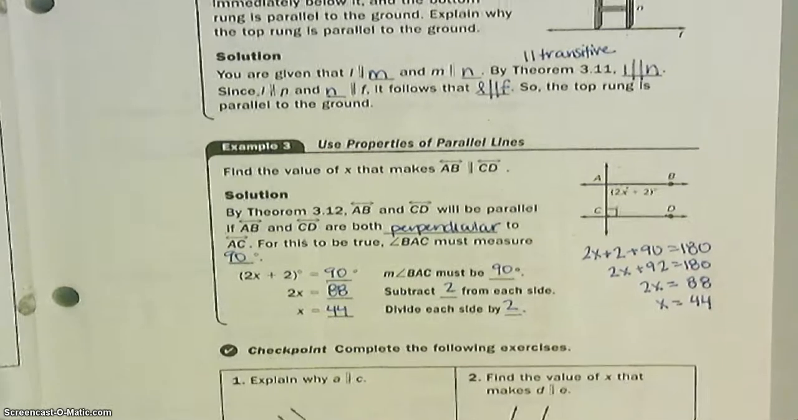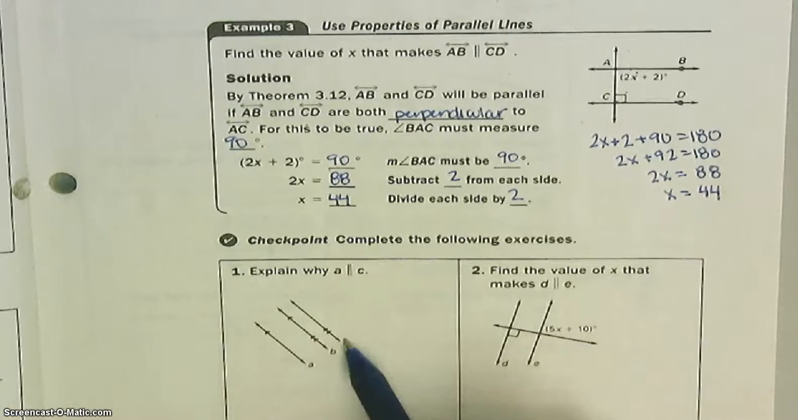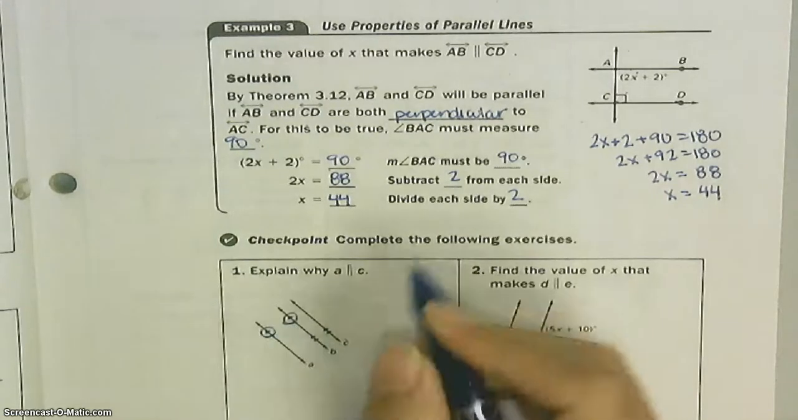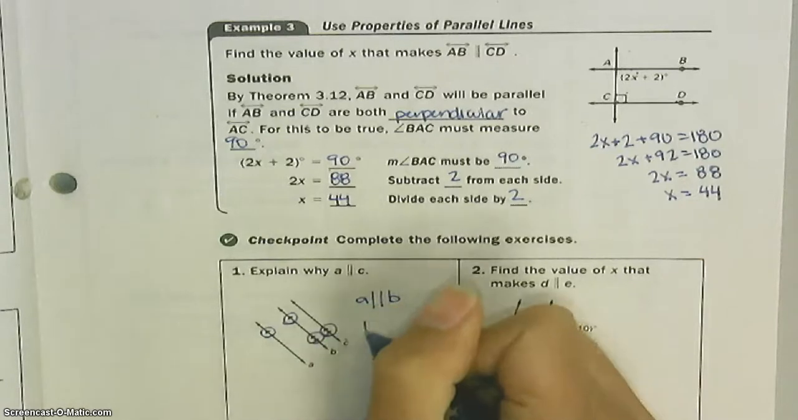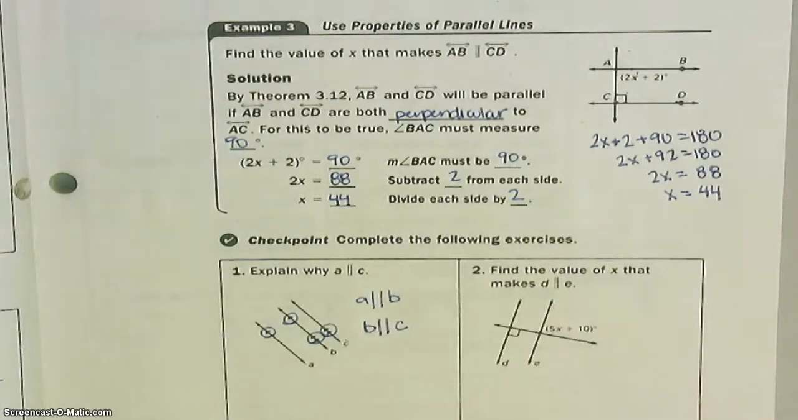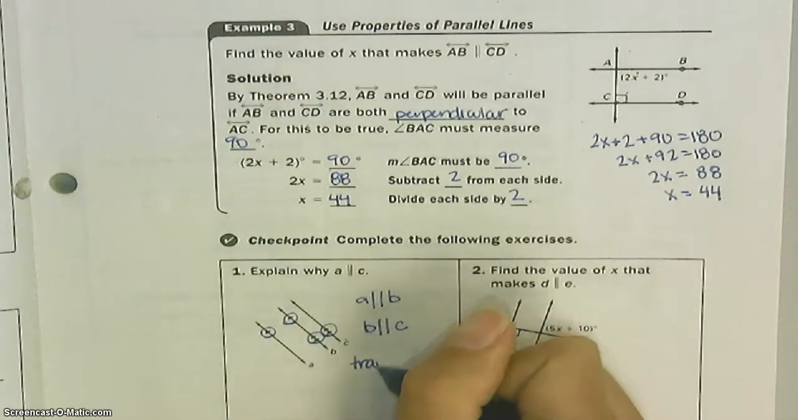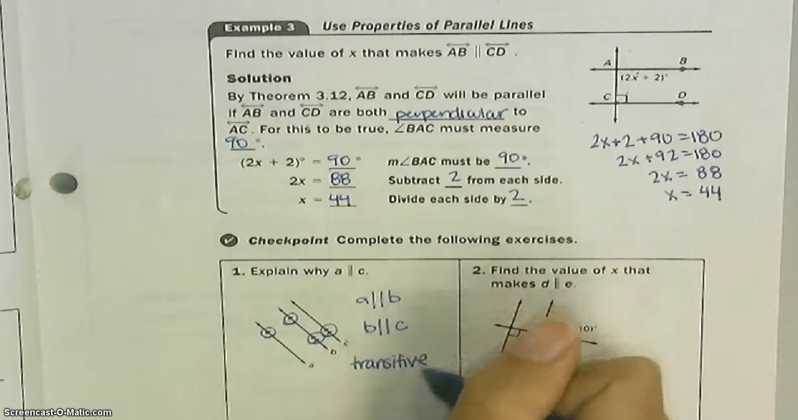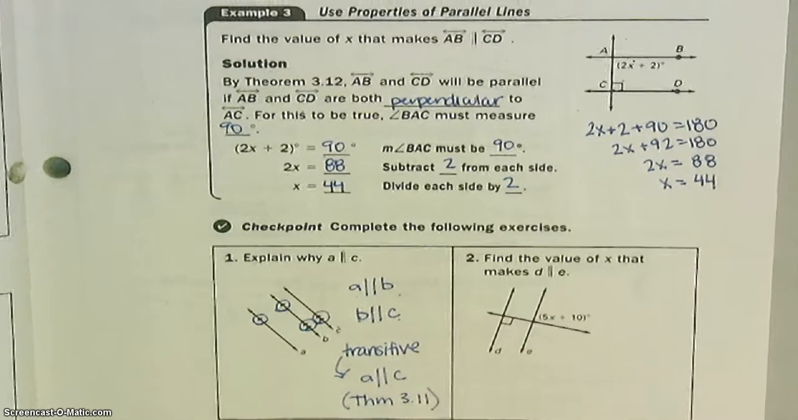All right, on the checkpoint, explain why A is parallel to C. Well, these symbols right here tell me that A is parallel to B, and these symbols here tell me that B is parallel to C. So using theorem 3.11, which is that transitive property with parallel lines, and cutting out the one in the middle, A is parallel to B and B is parallel to C, so A is parallel to C. That was theorem 3.11 that we just used.